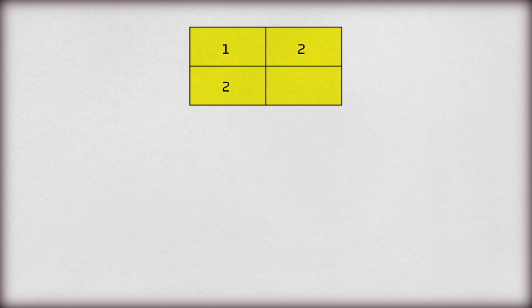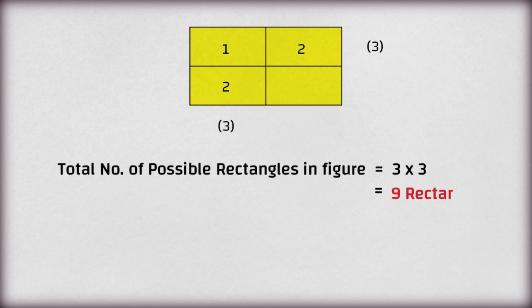Now, here comes the short trick. Add up all the numbers in the first row and write the sum on the right hand side. Like in first row, we have 1 plus 2 equal to 3. Similarly, we do it for the first column. Add all the numbers present in the first column and write their sum below, which we get as 3. Now, multiply both the sums we got and we get the total number of possible rectangles in such figures. That is 3 into 3 equal to 9, which is same as our manually counted answer.